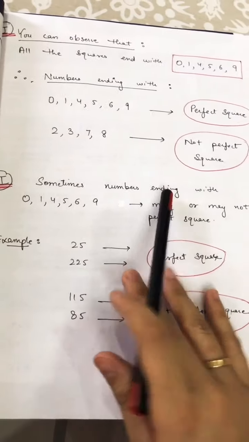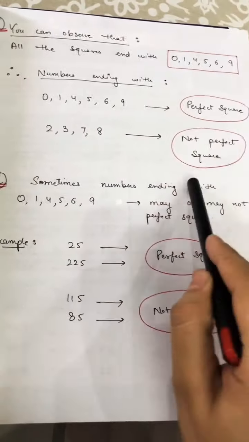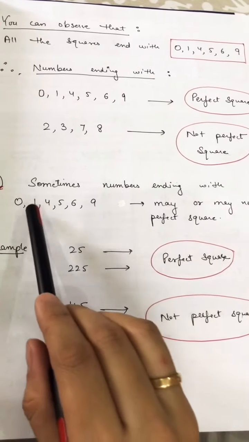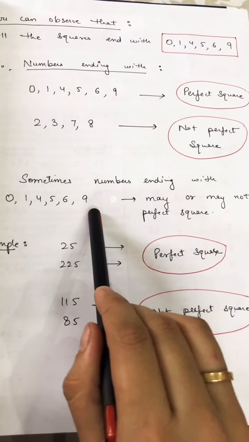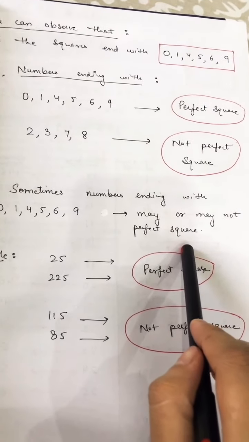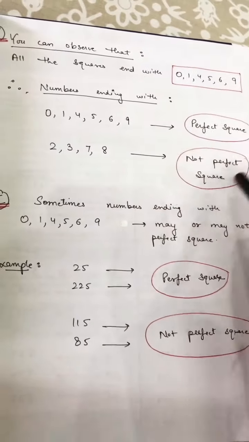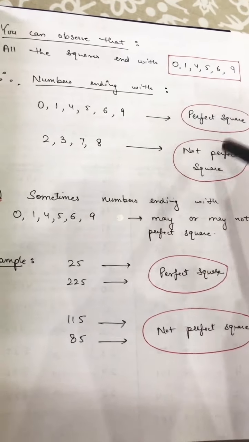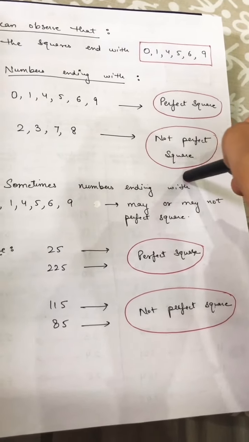Now I'm going to tell you the second rule. Sometimes numbers ending with 0, 1, 4, 5, 6, 9 may or may not be perfect squares. This first rule is valid in every case.